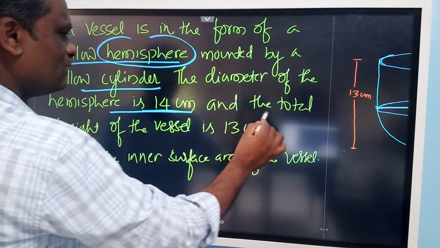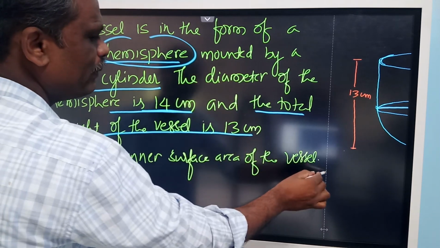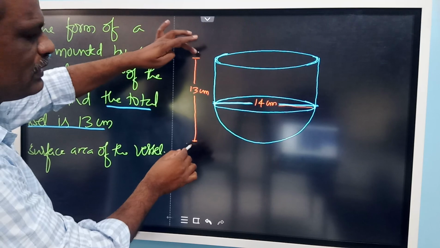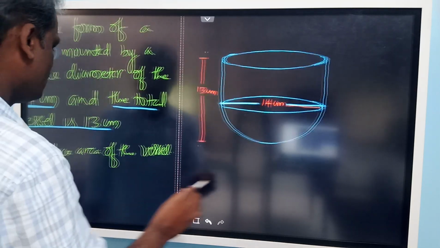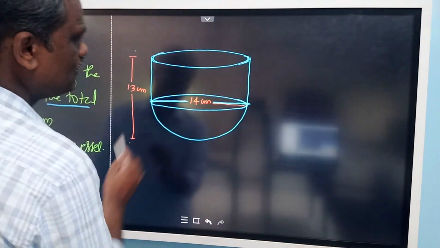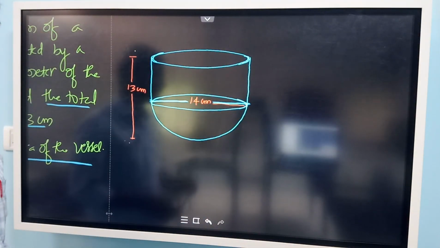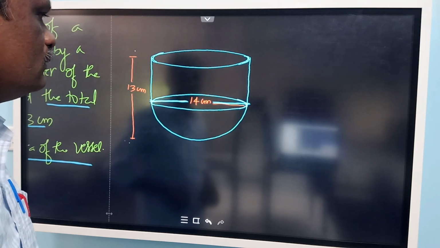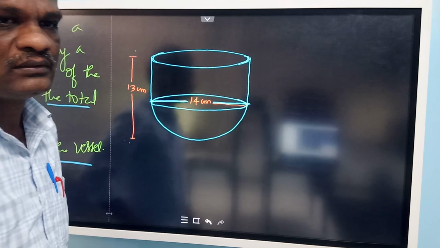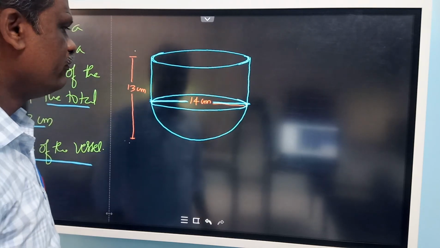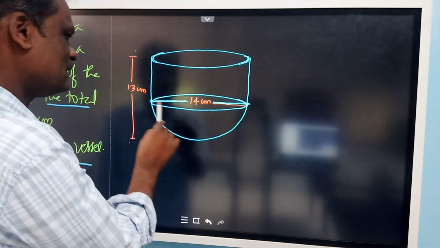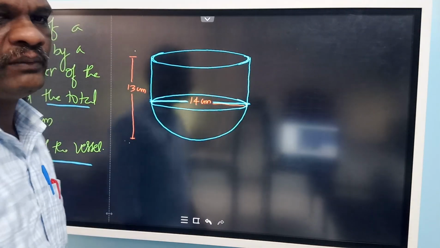Then the total height of the vessel is 13 centimeter, from here to here. This complete vessel up to here is 13 centimeter. So now the question is, find the inner surface area of the vessel. That means the inside, what is the surface area they have asked. Now to find the total surface area of this solid, we need to split this into two parts: one is cylinder, the other one is hemisphere.